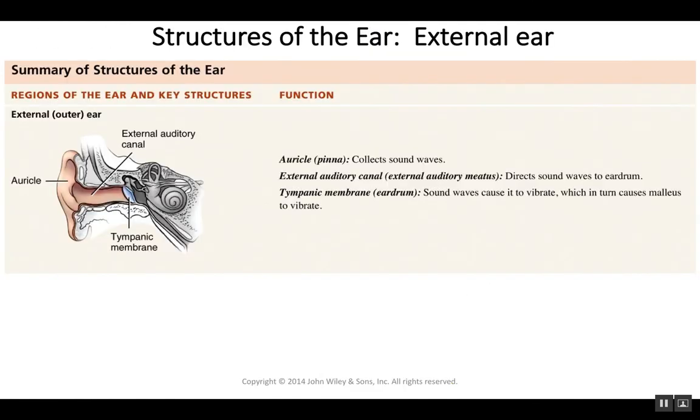The next video, we're going to begin our discussion of the ear and hearing and equilibrium.